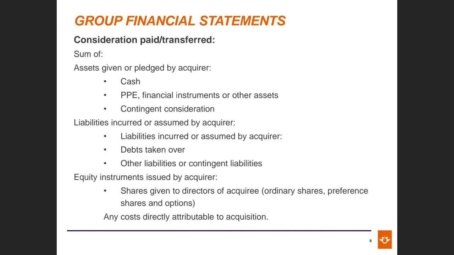It's not always going to be just cash. It can be a combination of cash, a combination of shares, and a combination of assuming the liabilities. So it's important to read the question carefully to determine what the consideration is made of, and also to identify if there's any contingent consideration.